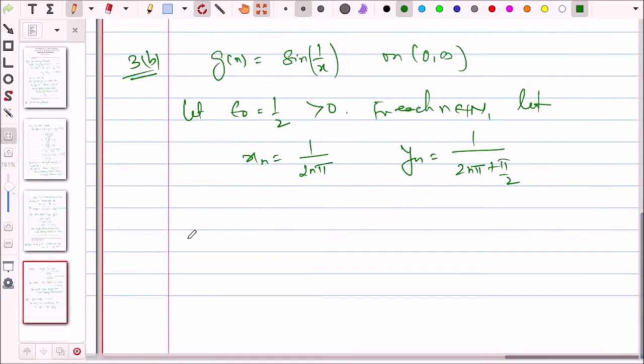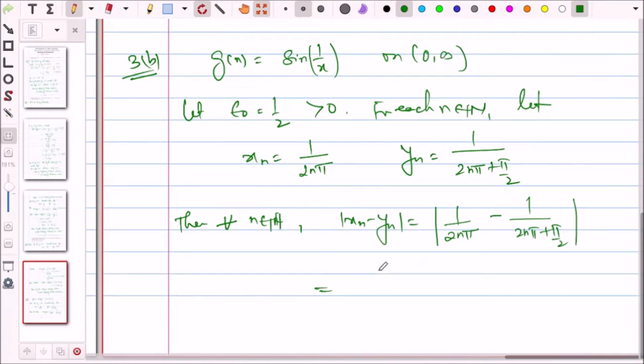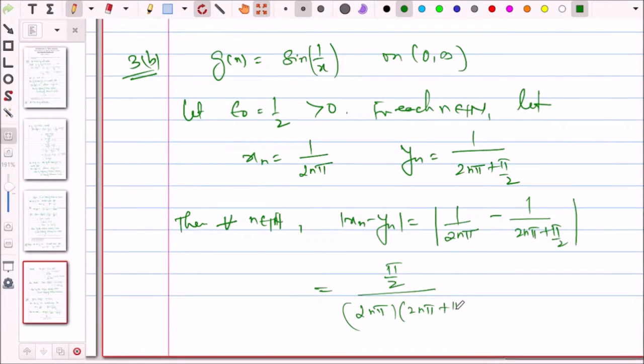So then clearly, for all n belonging to N, xn minus yn is nothing but 1 by 2n pi minus 1 by 2n pi plus pi by 2. When you simplify this, you will get pi by 2 upon 2n pi plus pi by 2, which clearly goes to 0 as n approaches infinity. So xn minus yn converges to 0 as n approaches infinity.